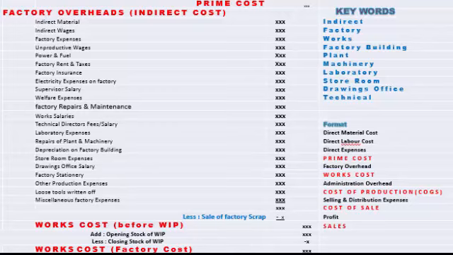Factory expenses, factory manager salary, factory rent, or the word works. So you are looking on the right hand side at the keywords: works, factory, works manager salary. So it is also factory, factory building, plant, machinery. By nature, only the words plant and machinery are related to the factory because they are used in production.